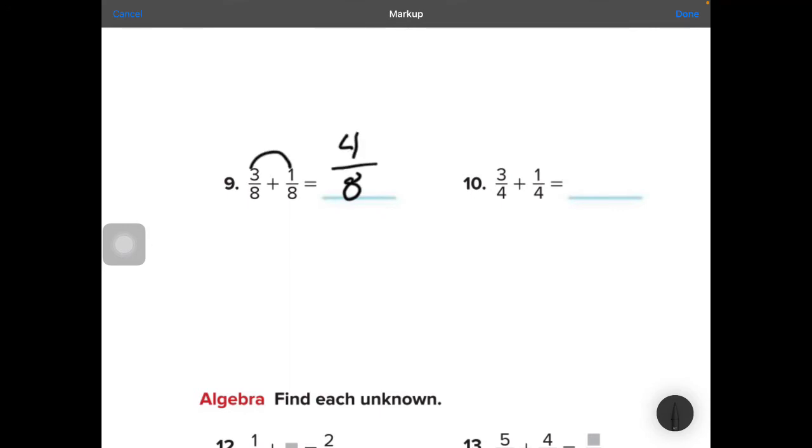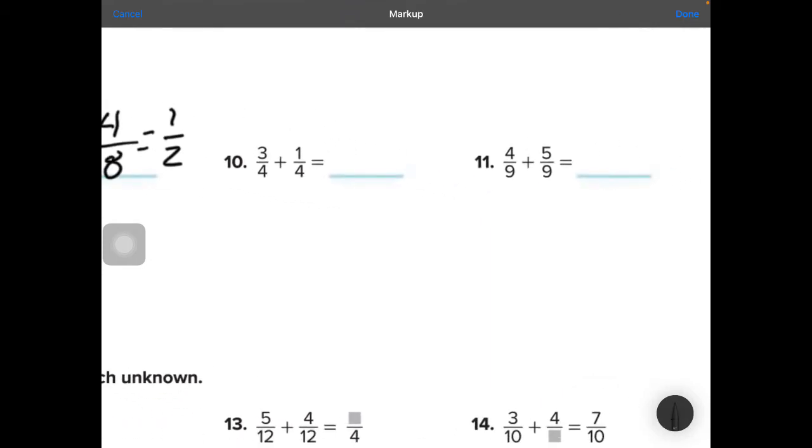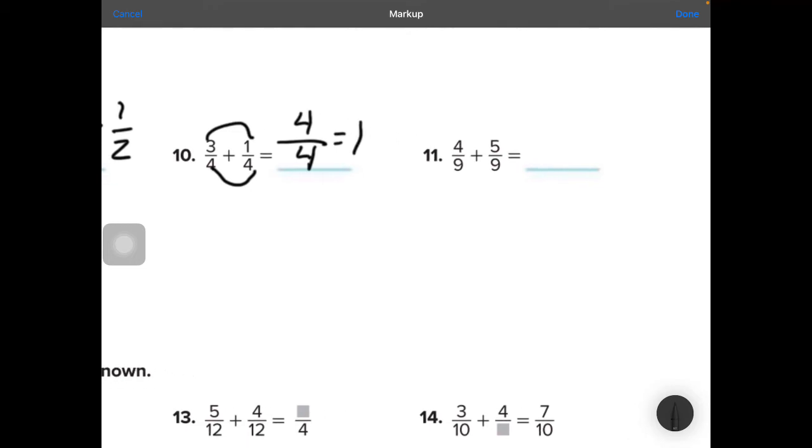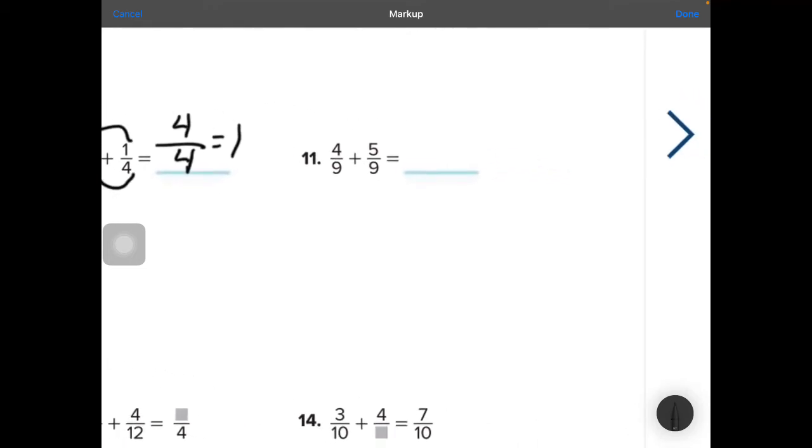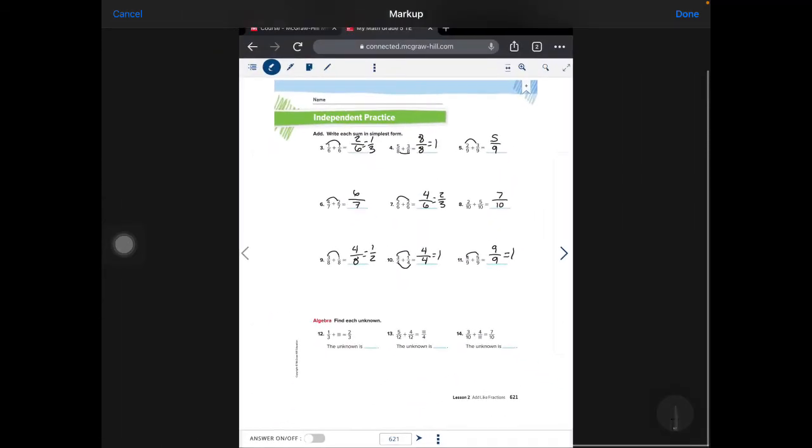3 plus 1 is 4. Oop, I can simplify that. I know 4 will go into 4 one time, and 4 will go into 8 two times, so my answer simplified is a half. Number 10, I have the denominator of 4, and then 3 plus 1 is 4. Oop, 4 out of 4 equals 1 whole number. 11, the denominator will be 9. Then 4 plus 5 is 9. Ooh, I have another whole number again.